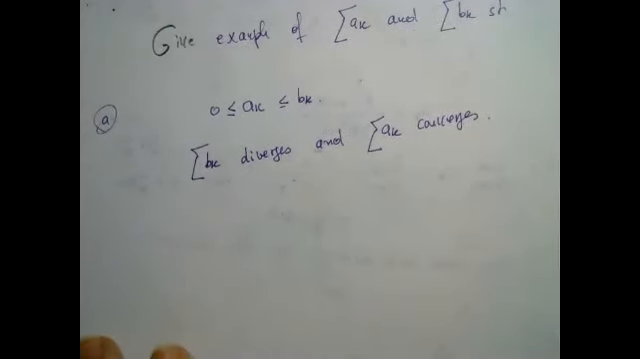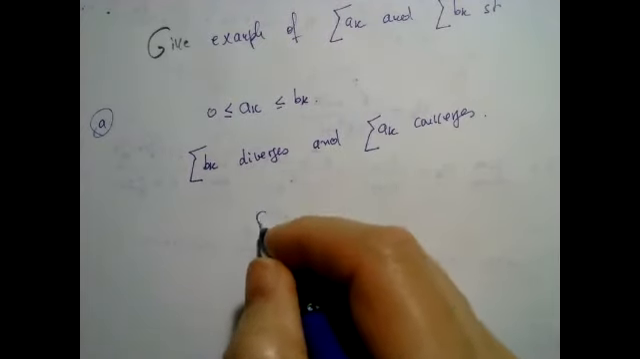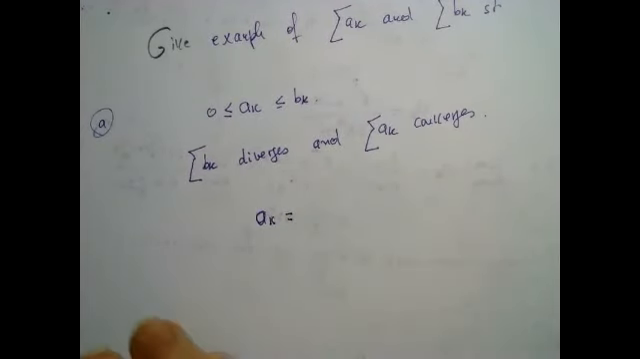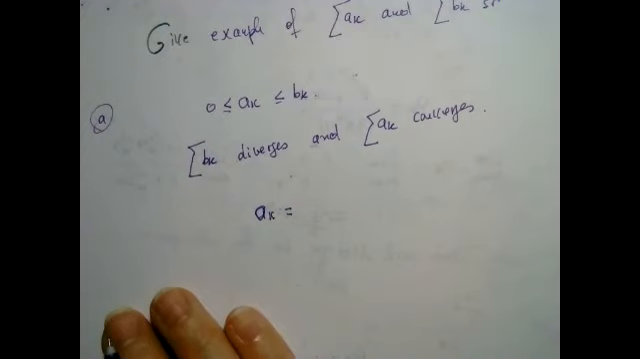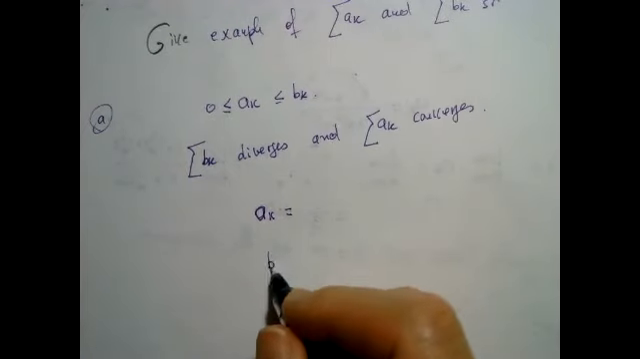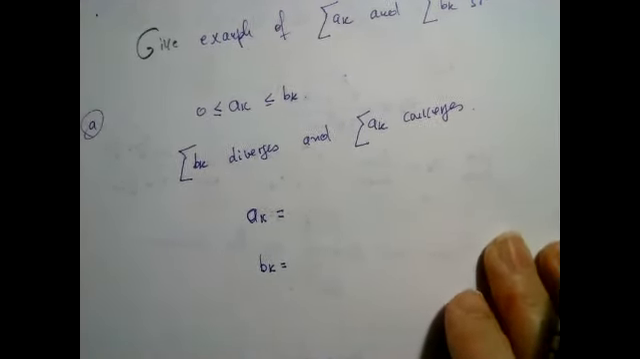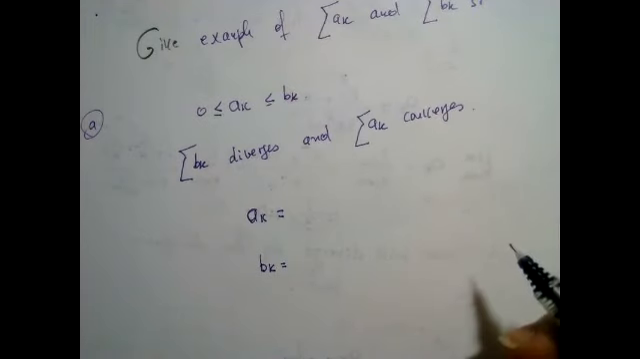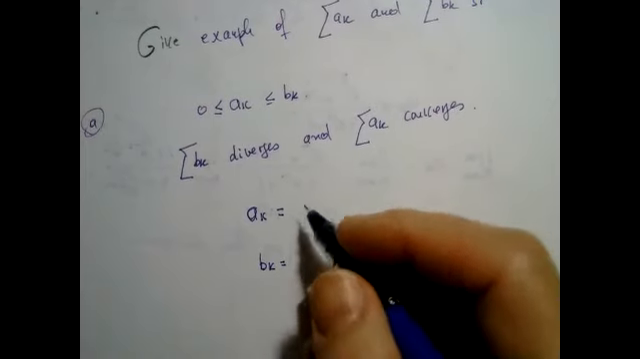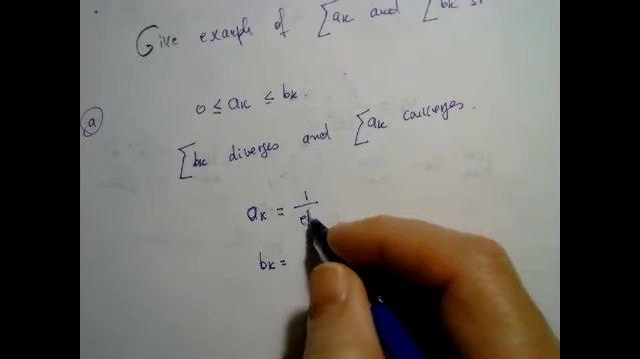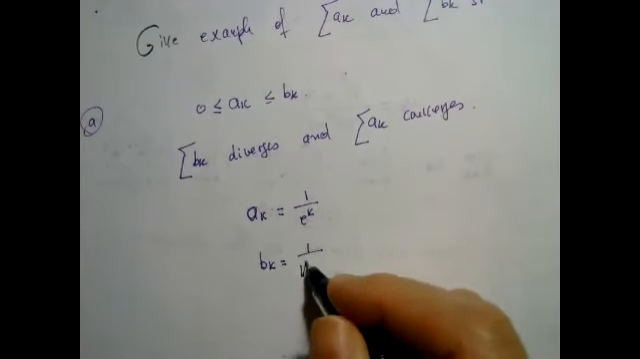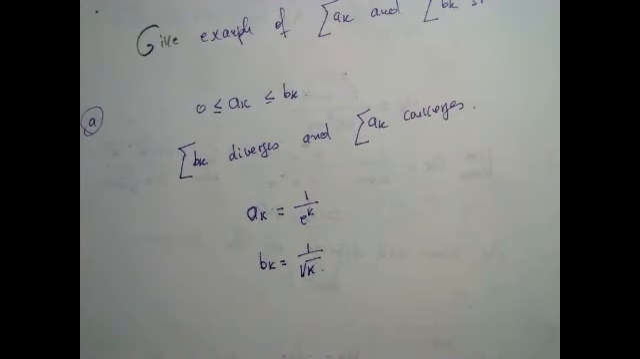Okay, Wyatt is giving me AK to be... Which one is AK, Wyatt? Which one did you pick to be the AK? Sorry, one second. AK is the smaller one, which would be 1 over e to the k. So BK is 1 over square root of k. All right?